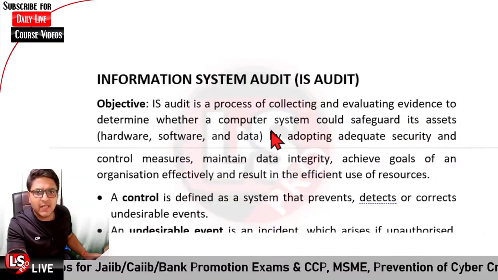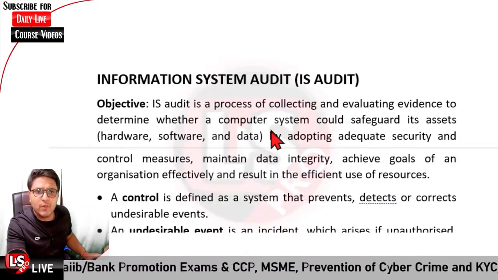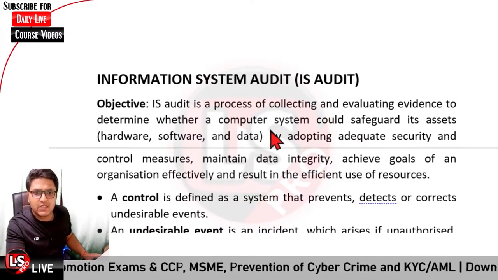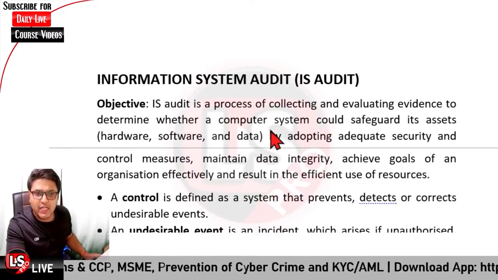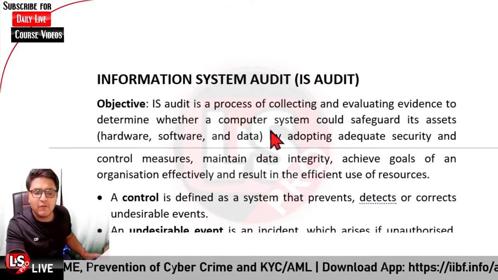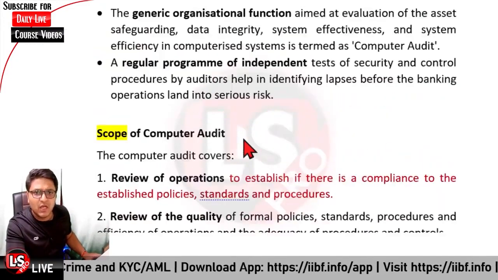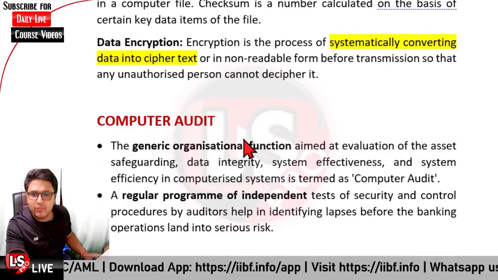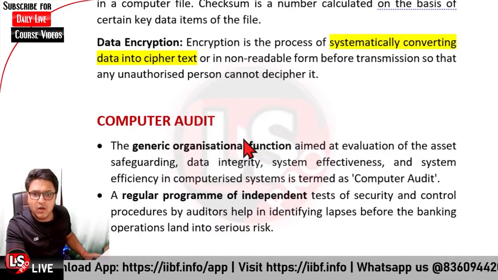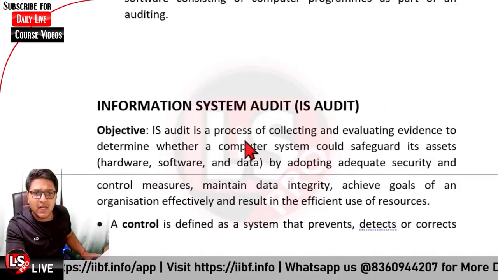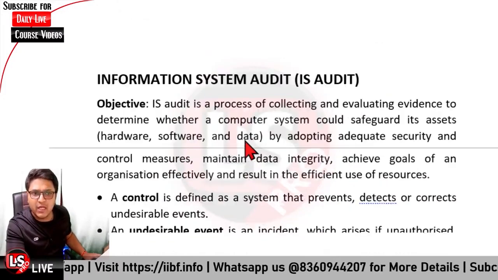Then it is regarding the IS audit, that is, information system audit. First of all, what is the objective of information system audit? We already know what computer audit is now. Okay. Then it is regarding the information system audit.